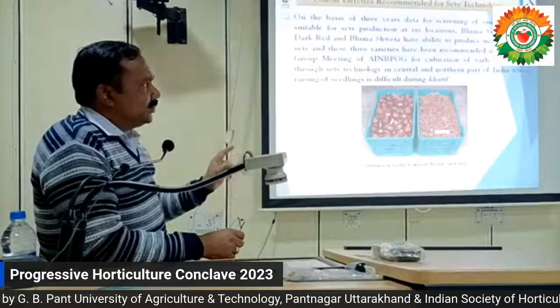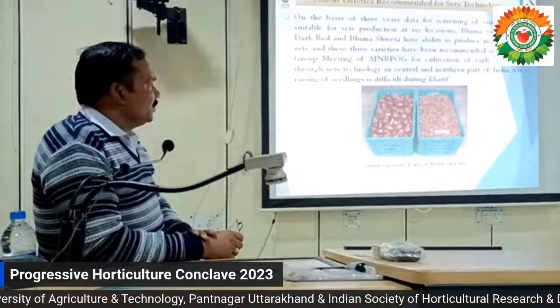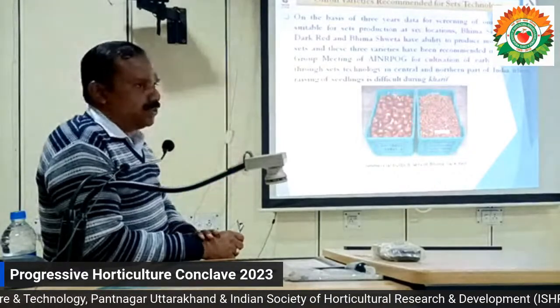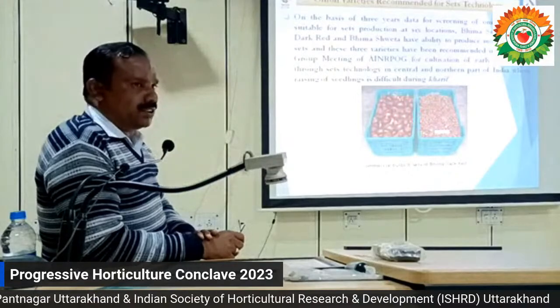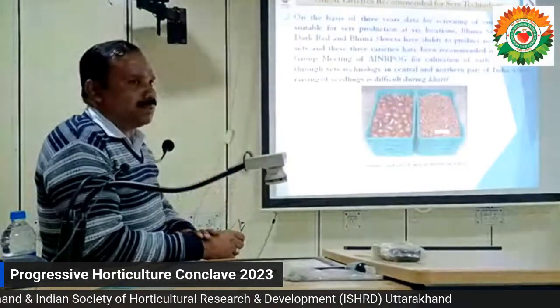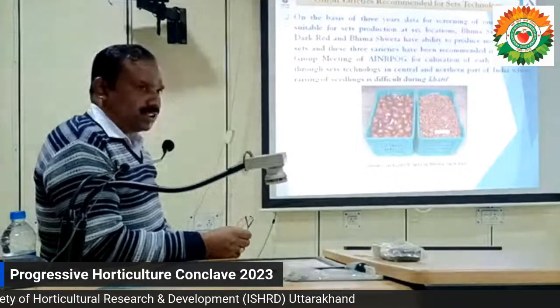For this technology, Bhima Super, Bhima Dark Red, and Bhima Sweta are suitable for producing the sets. Sets are used instead of seedlings for the production of commercial bulb.